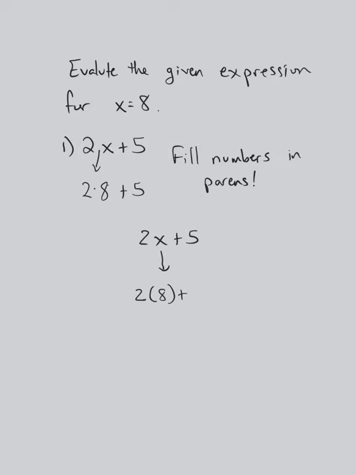Okay, and so now remember that that's juxtaposition, so that is a multiply. Now the other important thing too is, once you get to this step where you filled things in, follow order of operations. And so what do I have here? I have a multiply and an add. So I multiply first, and so I get 16 plus 5, and then I add, and so then that's 21. Okay, so let's do one more here.